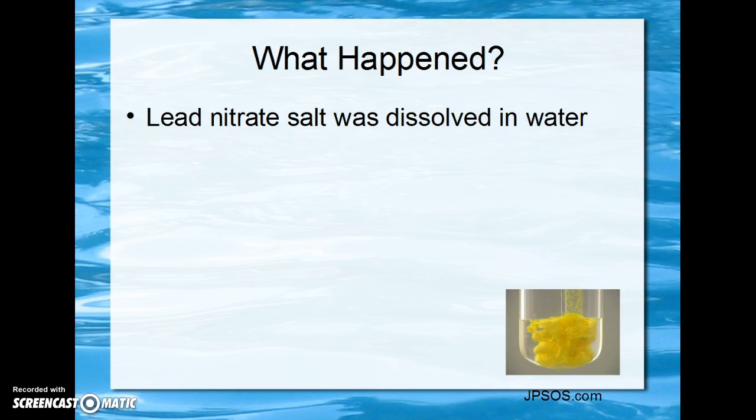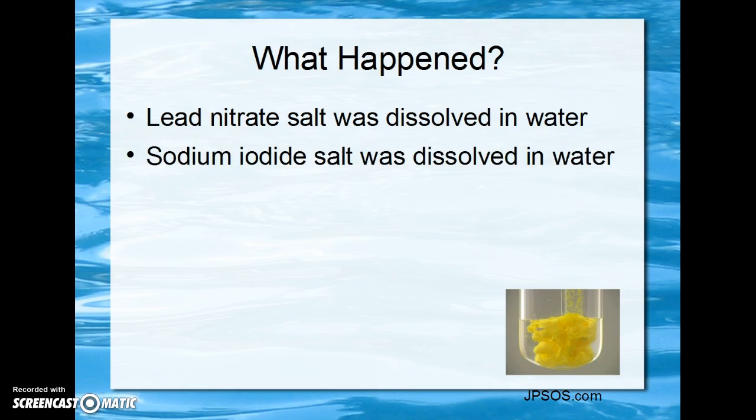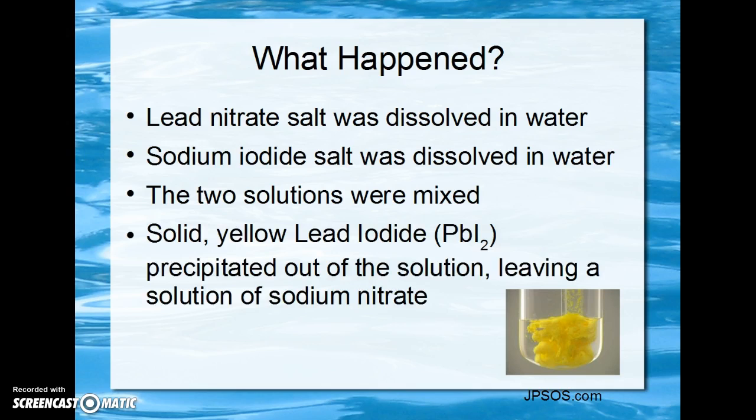Well, lead nitrate salt was dissolved in water, and you added either sodium iodide or potassium iodide into the water. The two solutions were mixed, and solid yellow lead iodide precipitated out of the solution, and what was left behind was a solution of sodium nitrate.